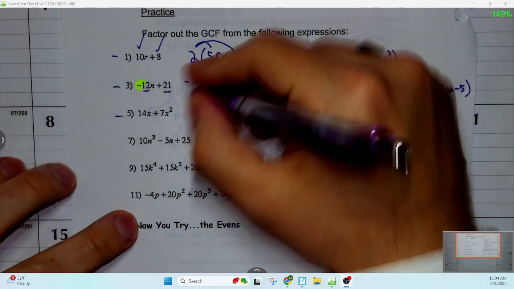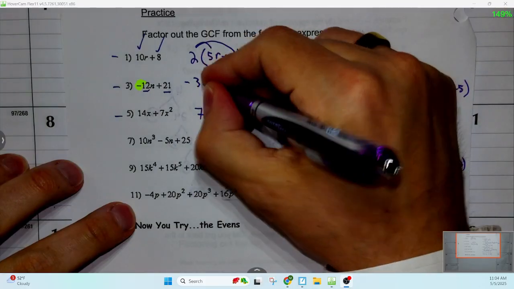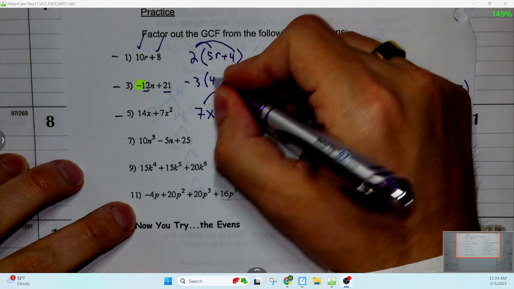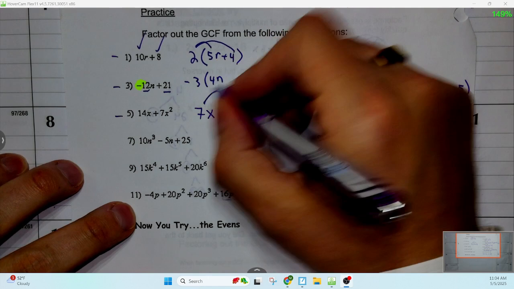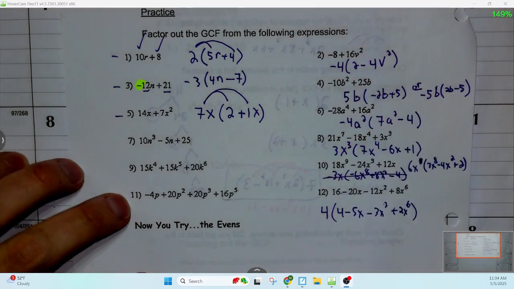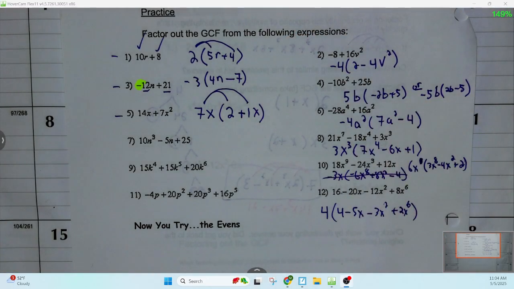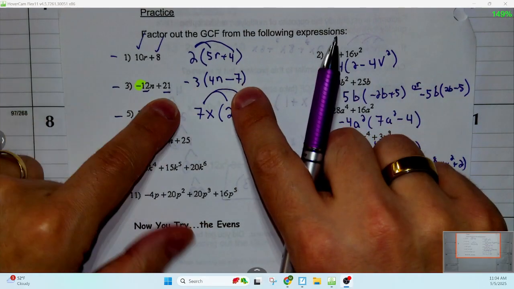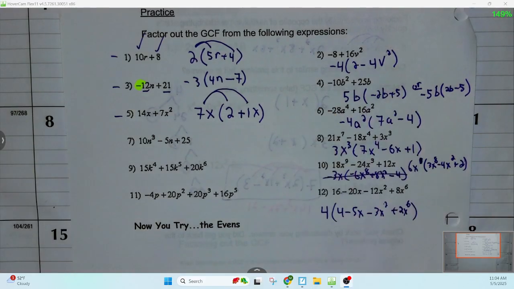That leaves me with the following. 3 times 4 is 12. Negative 3 times 4 is negative 12. 4n minus 7. Okay, thank you for that. So let's keep going. So that's going to be the first one. Negative 3 times negative 7 will, of course, give you 21. Okay. So now let's go to question 7.